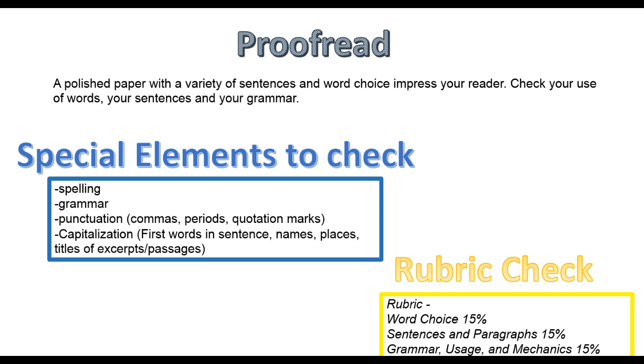Our yellow box is going to talk to us about our rubric. This is the first time in our writing boot camp that we've talked about a rubric. We will discuss a rubric in the next section. But in our rubric, you'll do a rubric check. And what does that mean? This is how they are grading you. In your proofreading, it will help you to look at your word choice, which is 15% of your grade, your sentences and paragraphs, which is 15% of your grade, and your grammar, usage, and mechanics, or GUM, which is 15% of your grade. So proofreading will help you with these three elements of your grade.